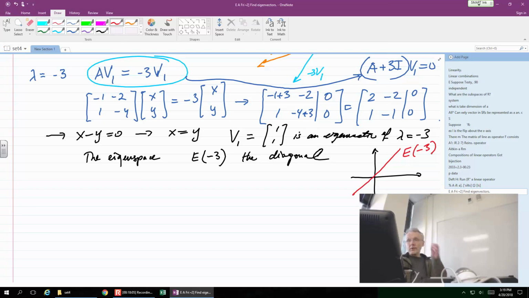Okay, so once again, remember what it means. It means that this line is stretched by a factor of 3 with a flip. That's what our operator does to this line. The rest we don't know yet. So let's do the other one.